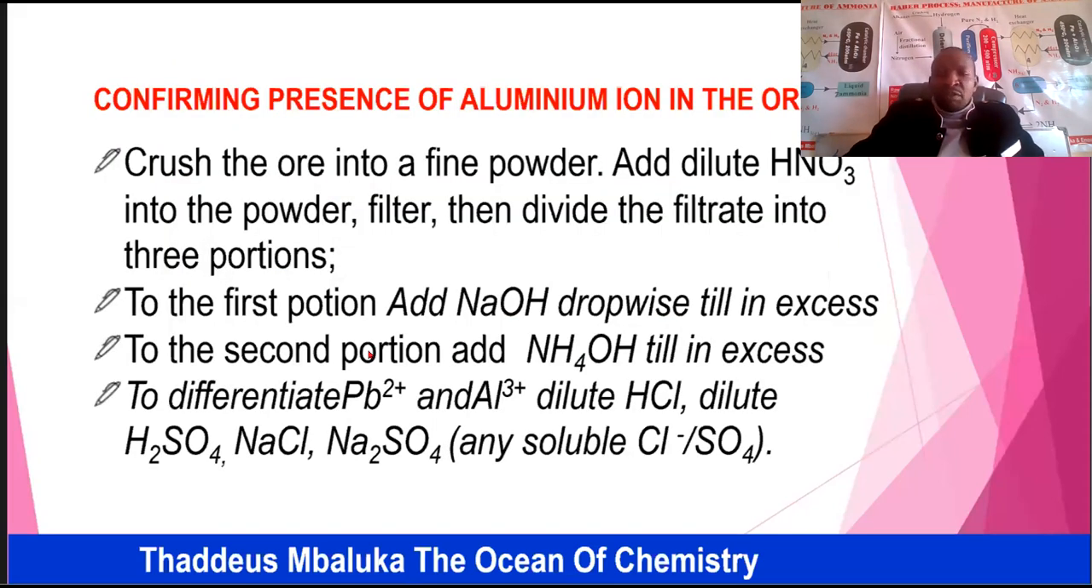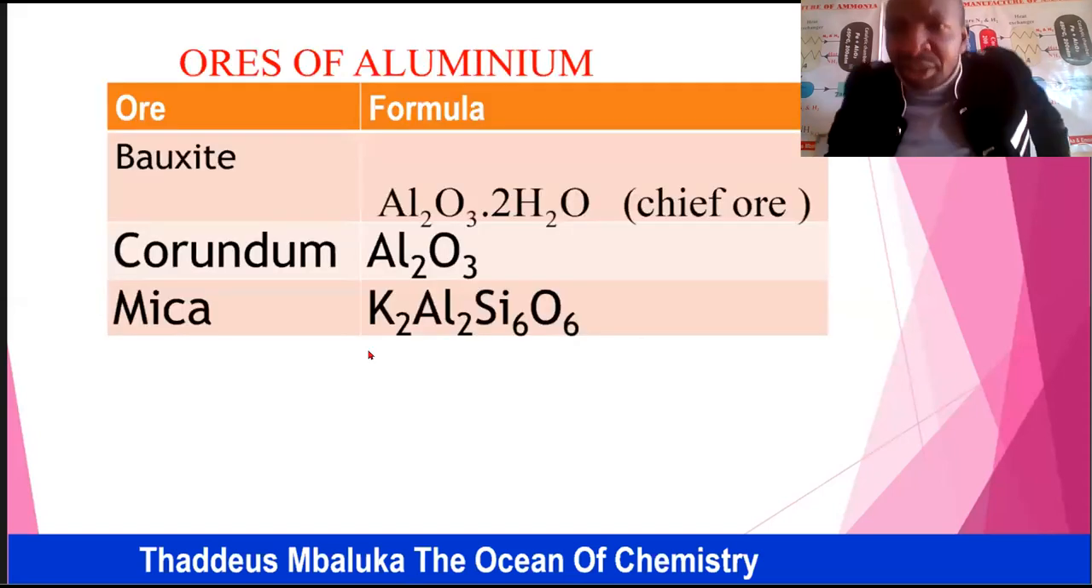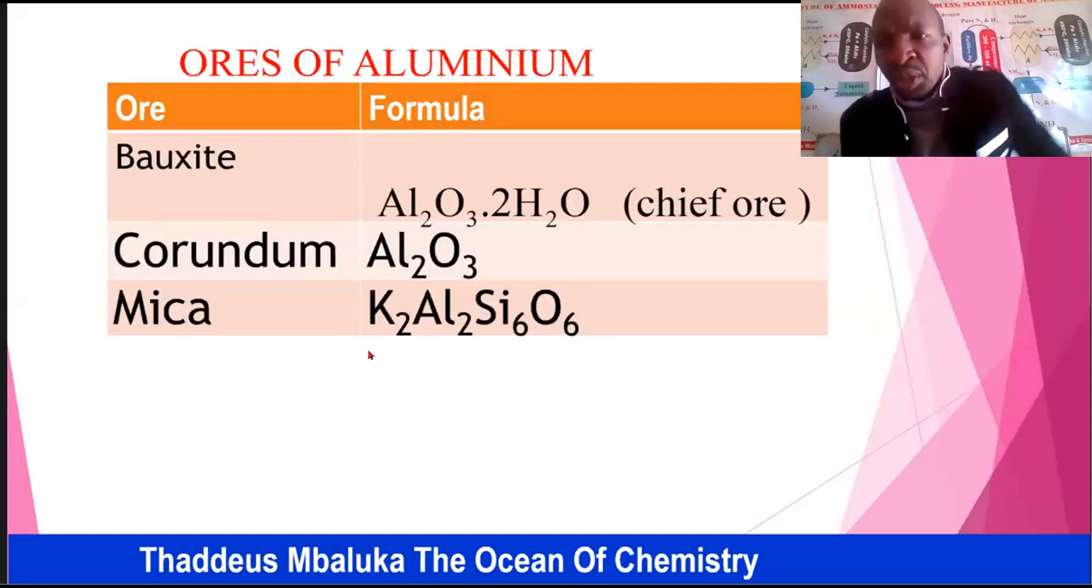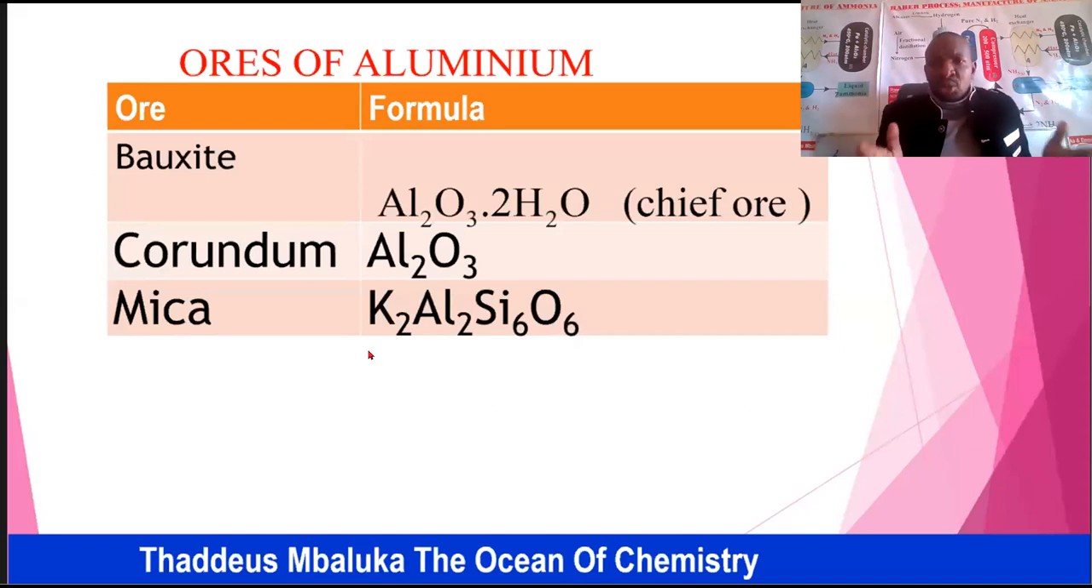So now we have to confirm. Let me see whether you understood. When you are told aluminium, how do you confirm the presence of an ore in a rock? Assume you are provided a rock. What's the first step that you need to do?